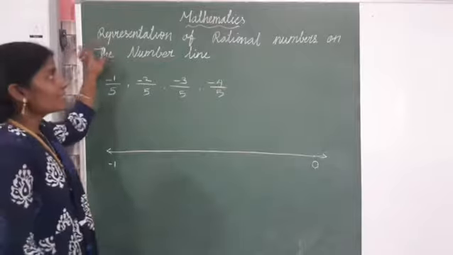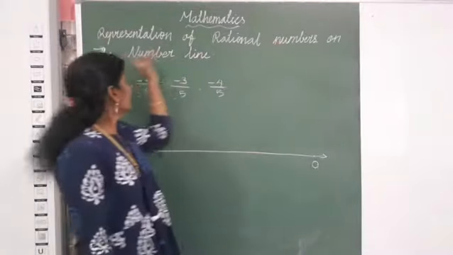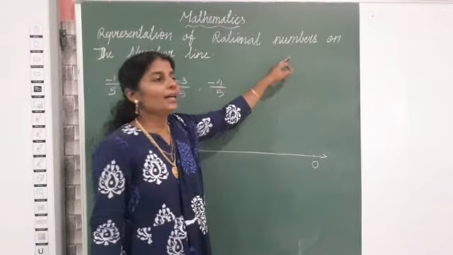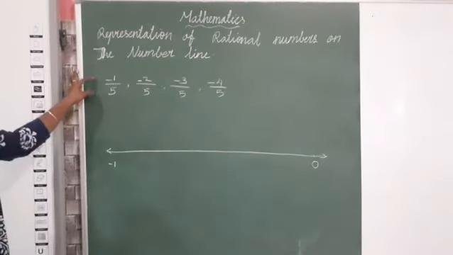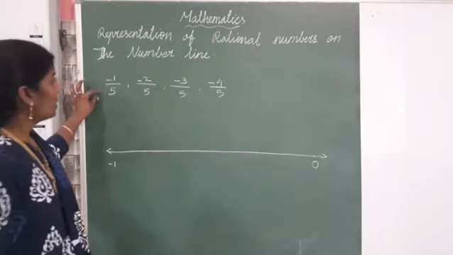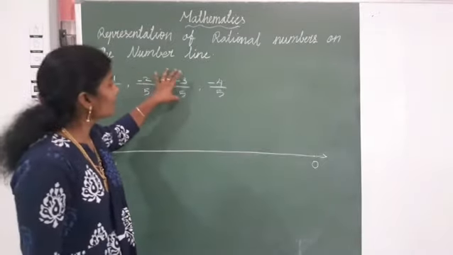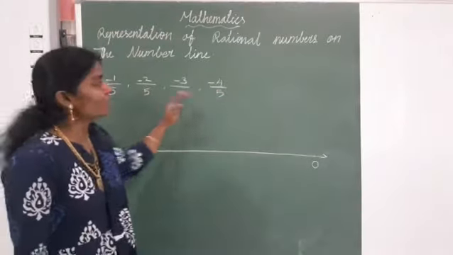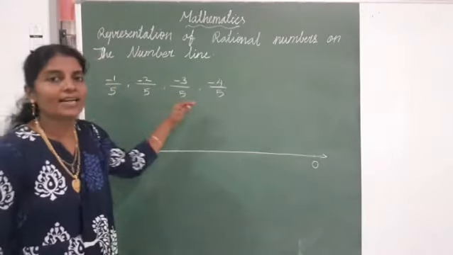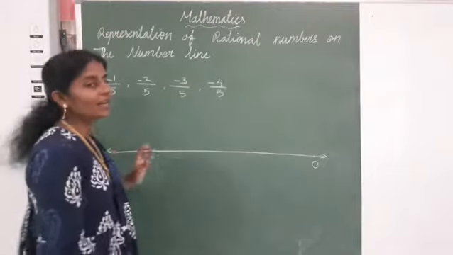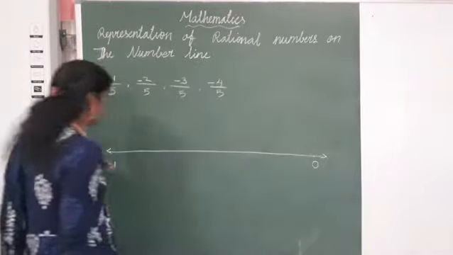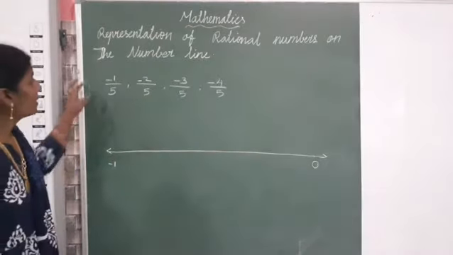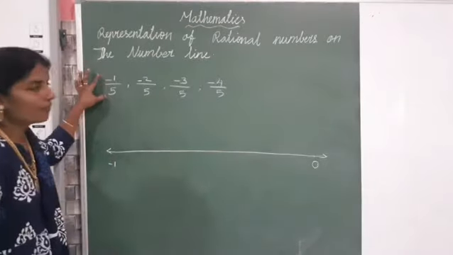Representation of rational numbers on the number line. Now here, minus 1 by 5, minus 2 by 5, minus 3 by 5, minus 4 by 5. Aren't these all negative numbers? This is in between 0 and minus 1. Isn't it? Here, minus 1 by 5.